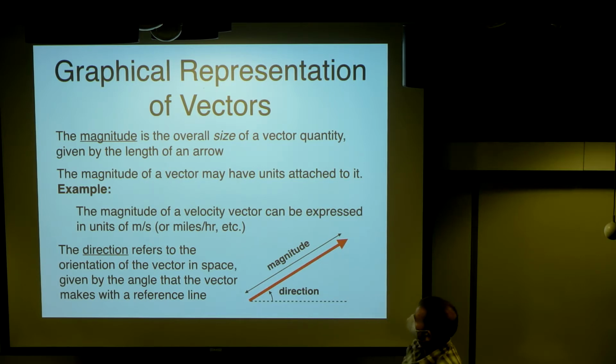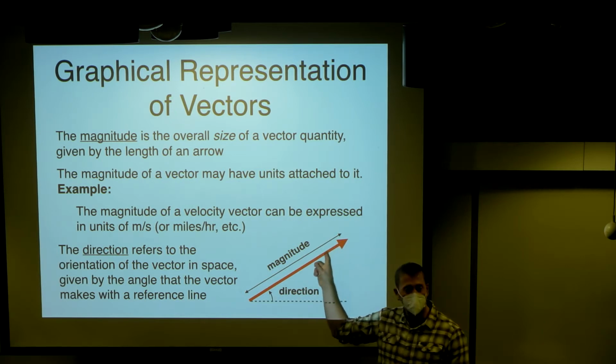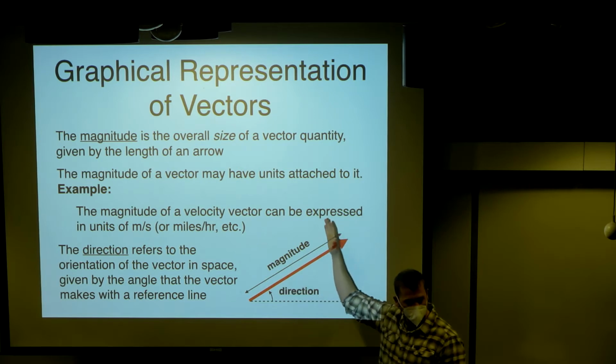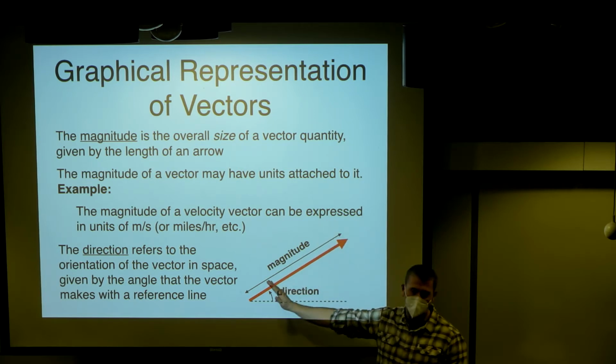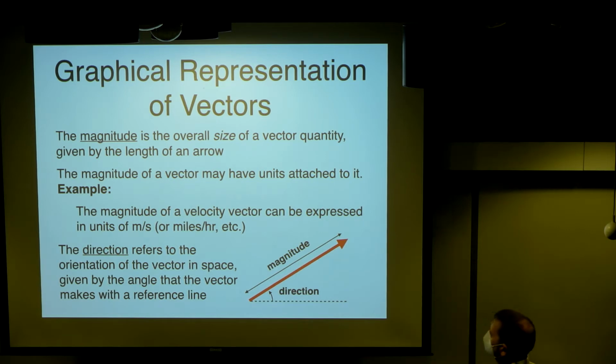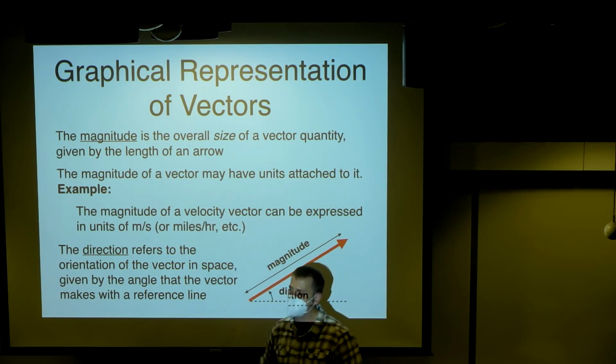On a diagram, we show the magnitude by giving an arrow a certain length. So an arrow that has a very big length has a large magnitude. An arrow that has a smaller length has a smaller magnitude. That would be the idea. Now the magnitude, by the way, might have some units attached to it depending on the situation.